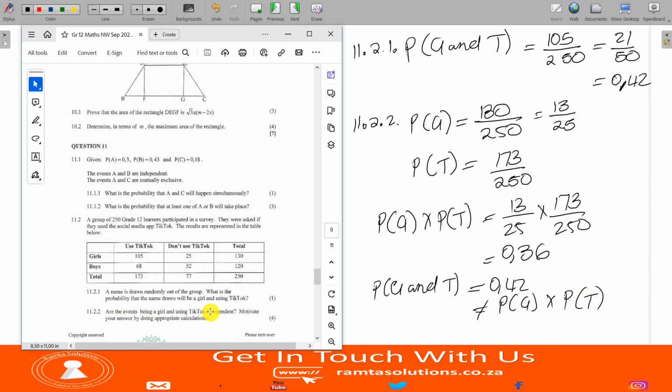So the question was, are the events being a girl and using TikTok independent? So the answer is no. Why? Because the probability of being a girl and using TikTok is not equal to the probability of being a girl multiplied by the probability of using TikTok. So the answer is no.